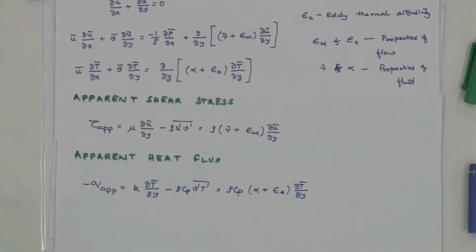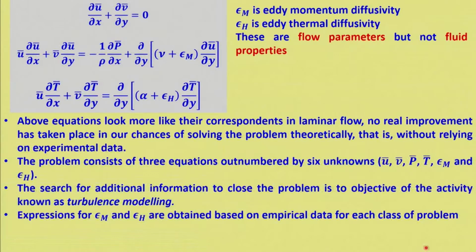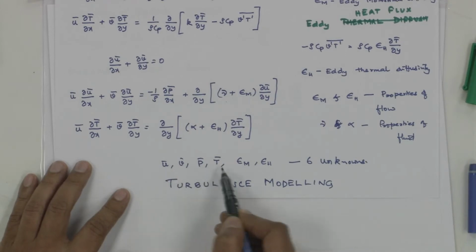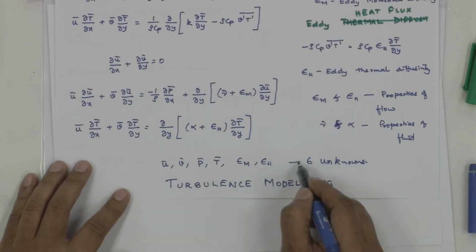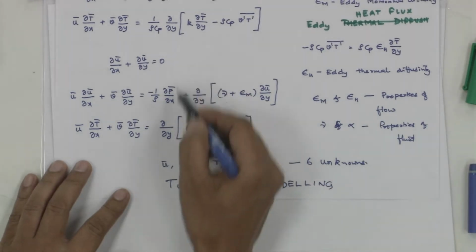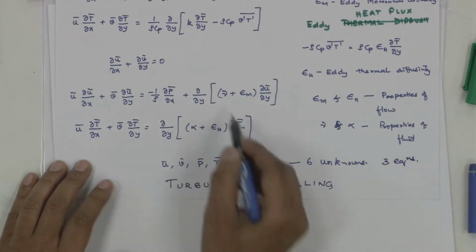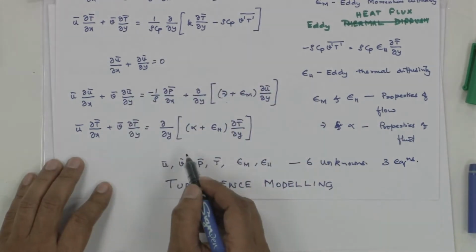So now if we get back to the slides again, what are these slides saying? These are the 3 equations we have, as I said at the end of my last module. You have 6 unknowns, that is u bar, v bar, p bar, t bar, epsilon m, epsilon h, but we have only 3 equations. So how to close this with these 3 equations?